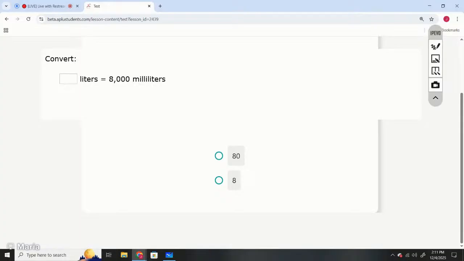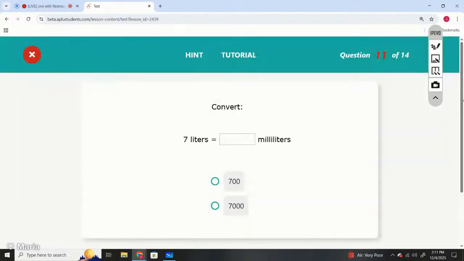8,000 milliliters equal how many liters? 8,000 milliliters equal 8 liters. Very good. Option number 2 is the correct option. Okay, you can complete the lesson by yourself later today.